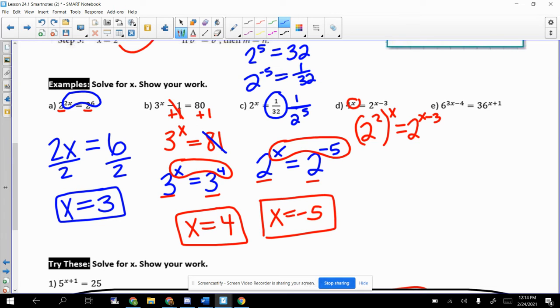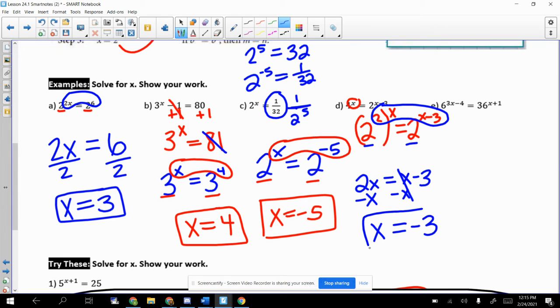So now we do have the same base, 2 and 2, but we need to set these equal to each other. So when you have a 2 on the inside and an x on the outside, you have to remember your exponential rules, which is that we multiply those. So 2 times x is 2x. And then we set that equal to the x minus 3. Okay. Now here again, just like the first one, we do actually need to do some solving. So I would subtract over the x. And then that's going to be left with x equals negative 3. Okay. All right, awesome job there.